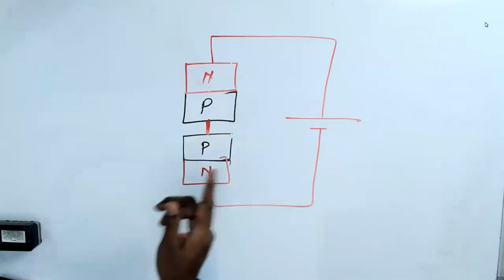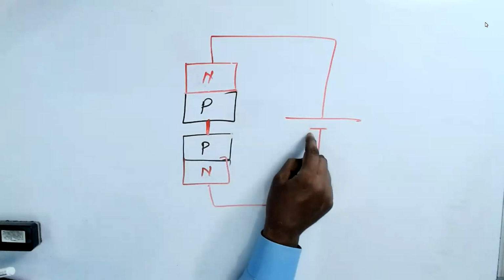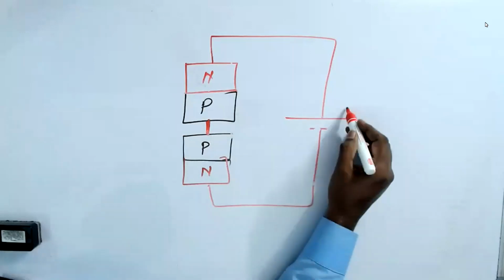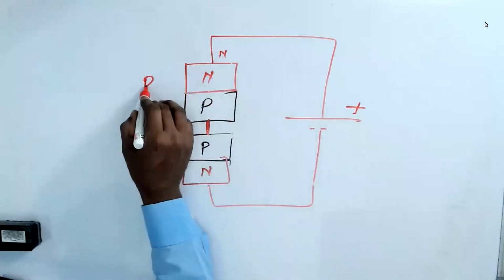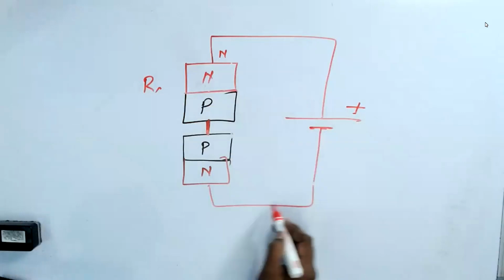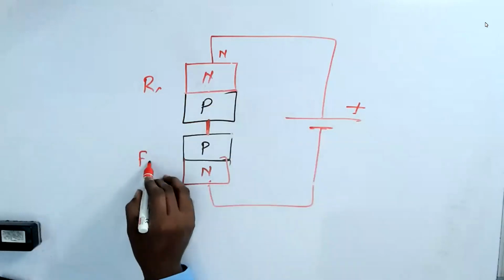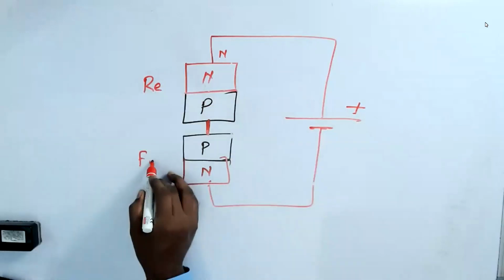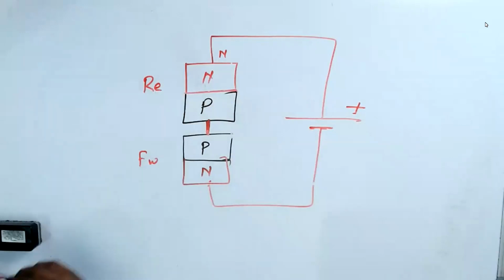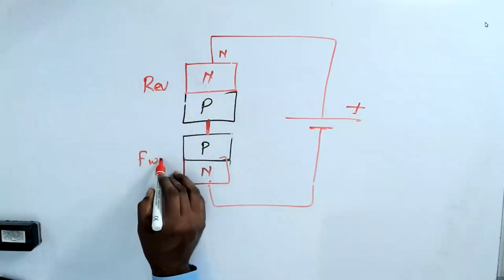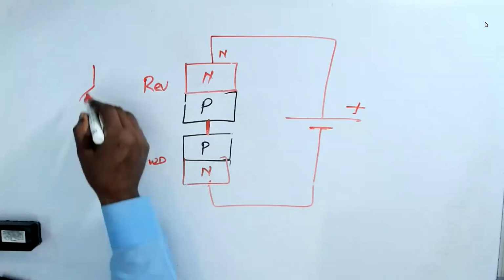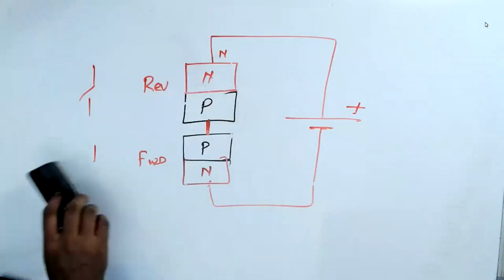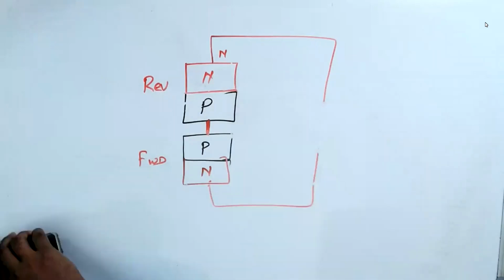What happened? If you connect this here, this is positive and this is N, so this is reverse bias. Whereas here, negative to N, this is forward bias. One is reverse bias, one is forward bias. That means one switch is off, the other switch is on. So no current flows. Then they changed the connection here.